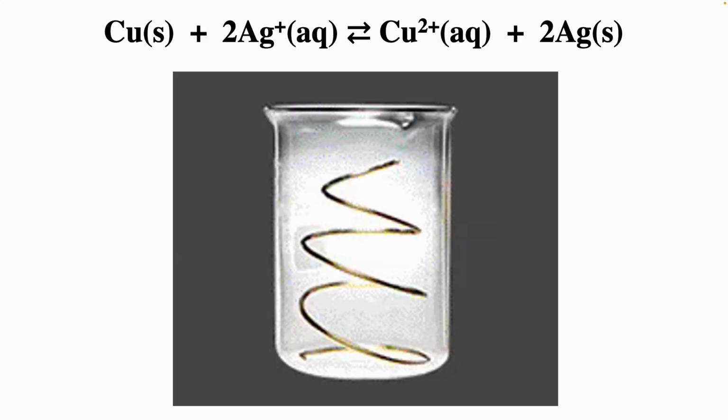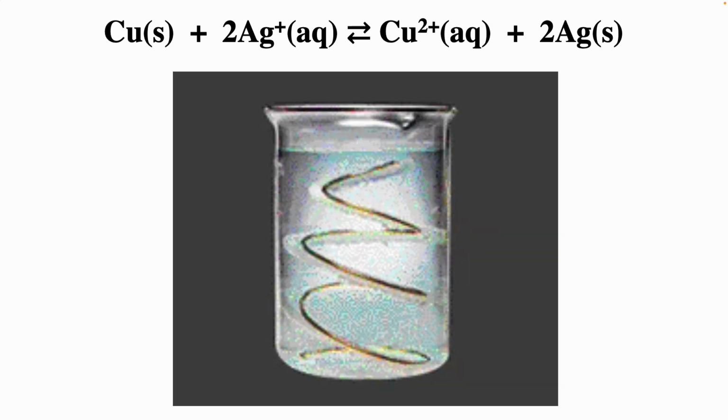And so we can look at this reaction. We have copper plus silver ions going to copper ions plus silver metal. Whenever you have a change in oxidation state, it means it's an electrochemical reaction. In this reaction, copper is going from a 0 oxidation state to a +2, so each copper atom is losing 2 electrons. Silver is going from a +1 oxidation state to a 0, and so each silver ion is gaining an electron.